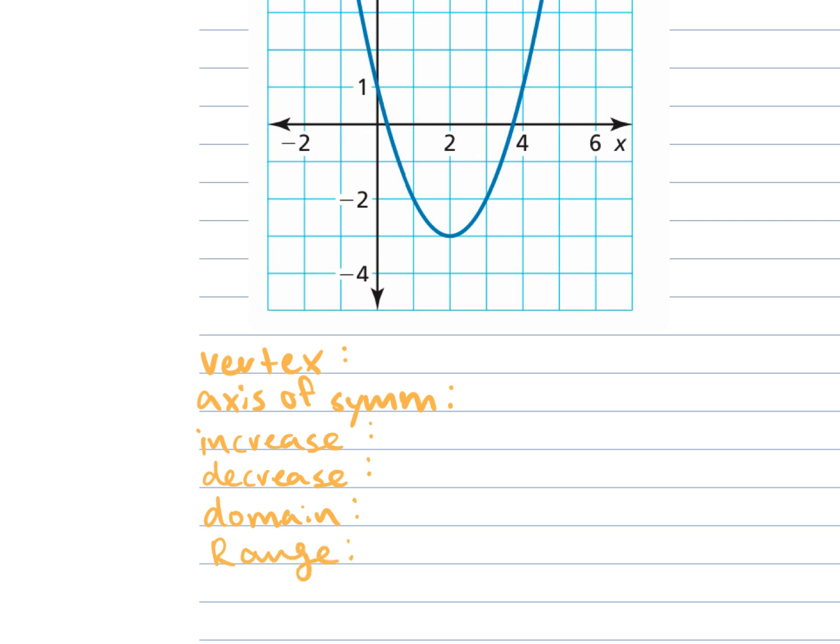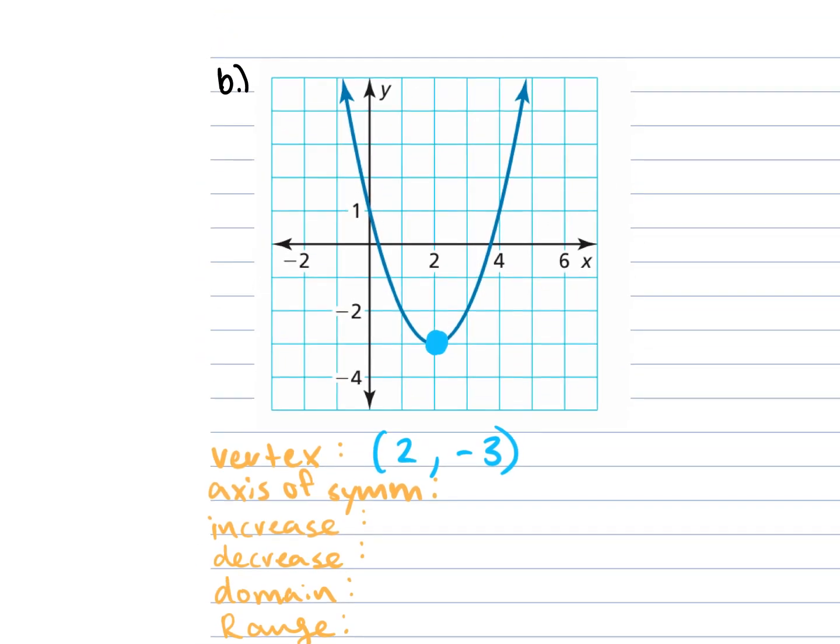So our vertex is at the point of our graph where it's either the highest point or the lowest point. So here our vertex would be at the very lowest point. What point is that? What would the coordinate points be? 2, -3. Awesome. 2, -3. Perfect.